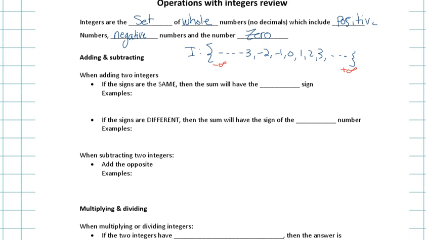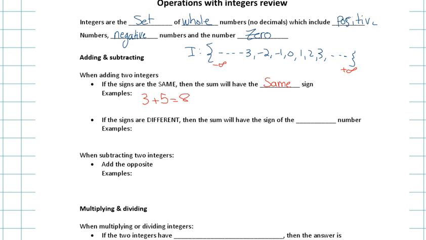So now we're going to look at adding and subtracting integers. These should not be new to you guys, but I would like to just go over them. So if the signs are the same, then the sum will have the same sign. So let's say you have 3 plus 5. What would the sign of the sum be? Positive. Because these two have positive signs, your sum has the same sign. So positive and positive, you're going to add them together. They're going to give you positive 8.